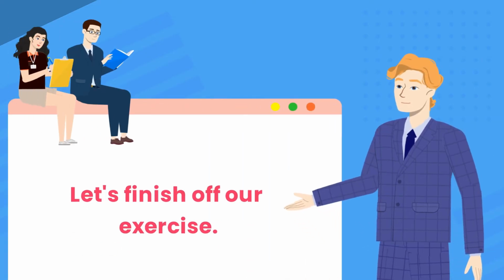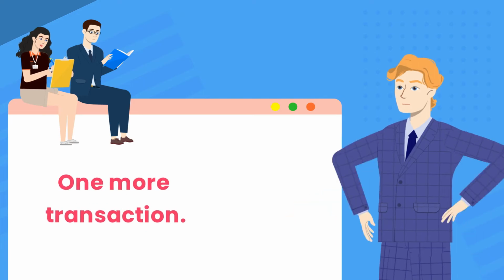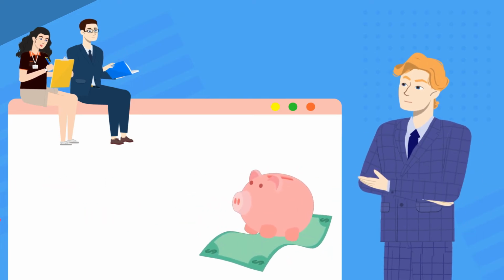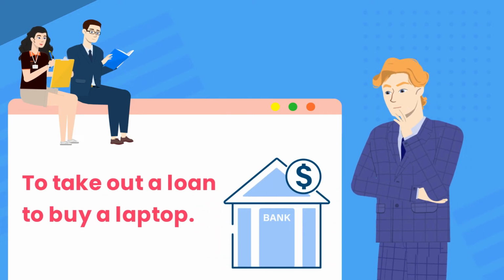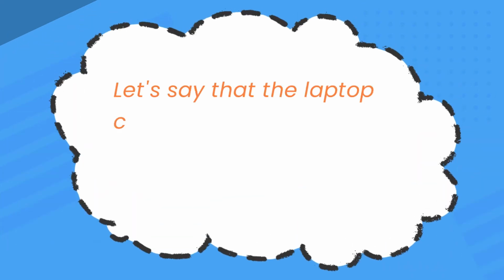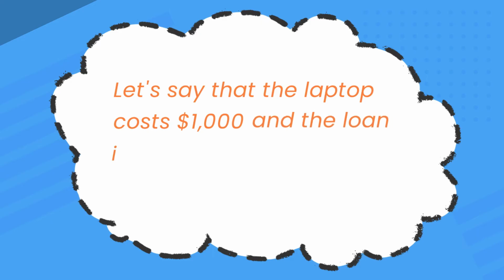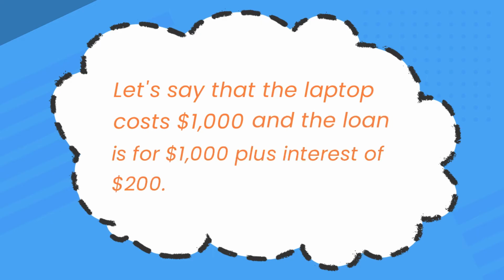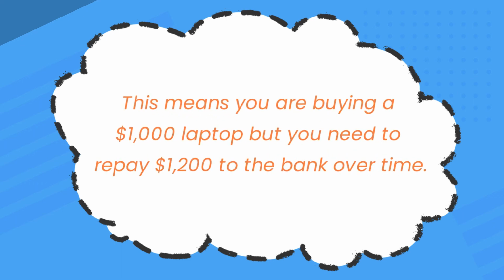Okay, let's finish off our exercise now. We still have one more transaction to go, and that is to take out a loan and buy a laptop with the funds. Let's say that the laptop costs $1,000 and the loan is for $1,000 plus interest of $200. This means that you're buying a $1,000 laptop, but you need to repay $1,200 to the bank over time.